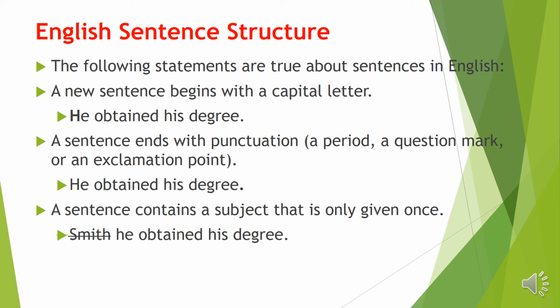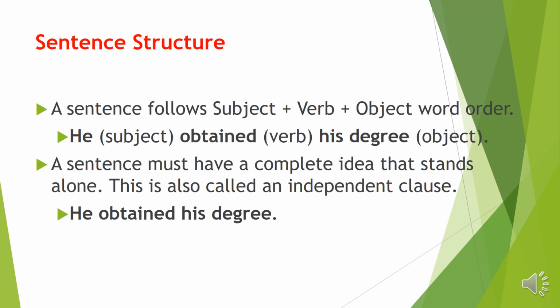Next, the sentence contains a subject. That is only given once. "He obtained his degree." Instead of using Smith as our subject, we change it to the pronoun "he," because Smith refers to a boy. Am I right? Okay. If you have any questions, class, don't hesitate to write your comments or suggestions in our comment section below.